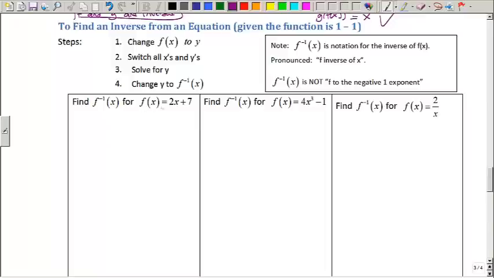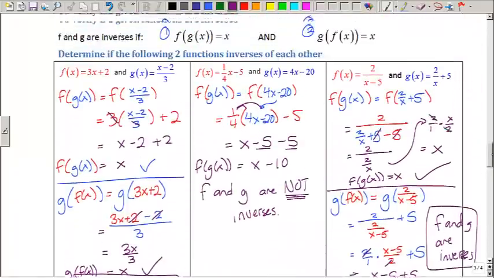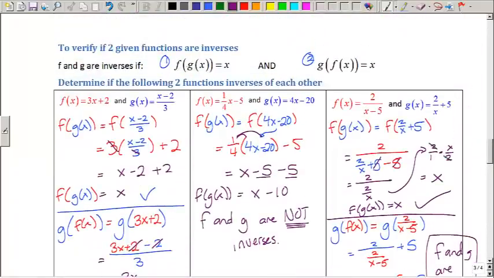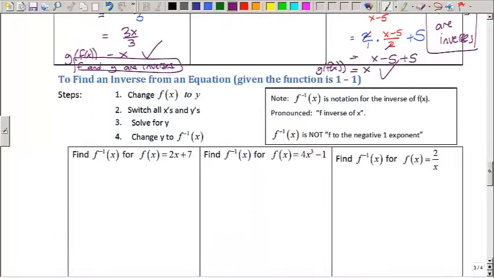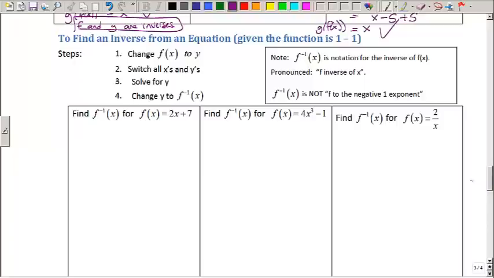Because I'm only giving you one function, I can't use the definition above. In the definition above, I used two functions to verify if they are inverses or not. I was trying to determine if they were. In this case, I'm only given one function, and I'm asked to find the other function. Well, I clearly can't use the same method because I don't have two functions to find the inverse of.